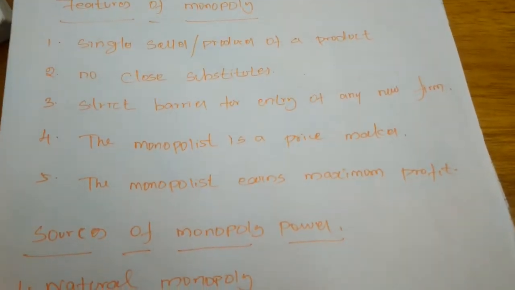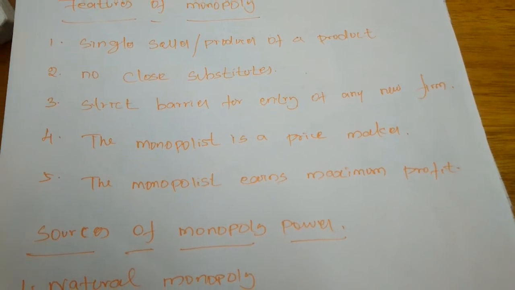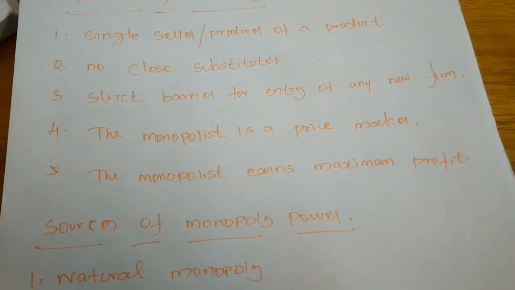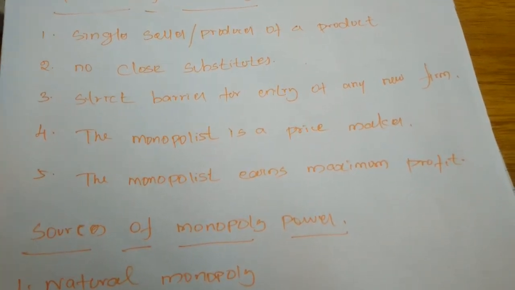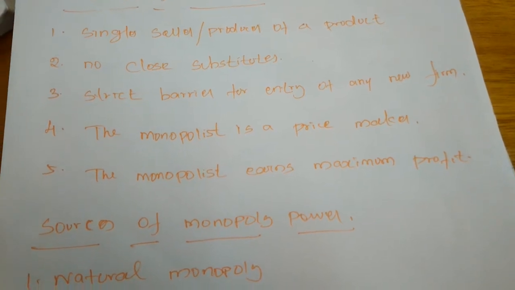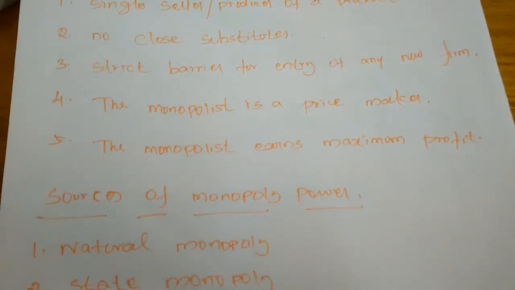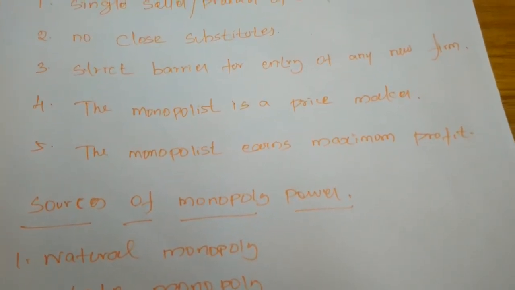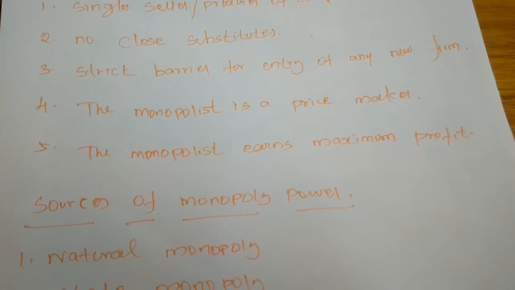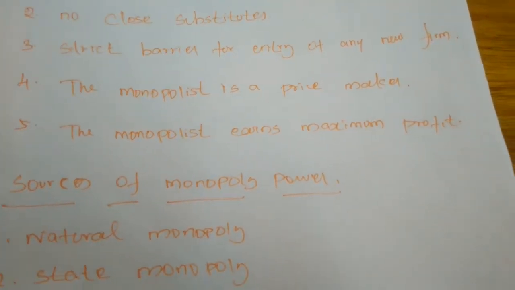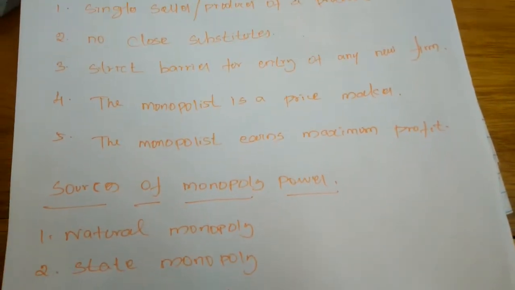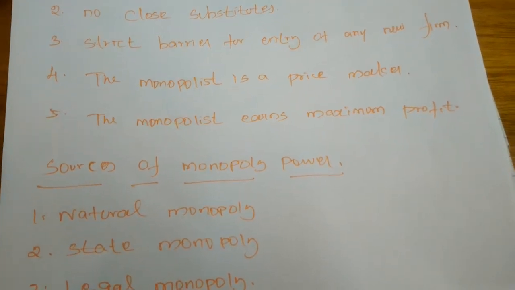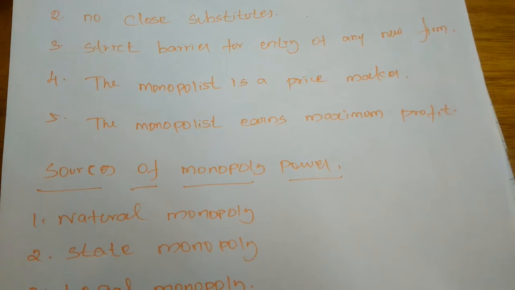So here the features are there. The single seller or producer will be there. Next, no close substitutes. If there are more close substitutes, the monopoly power will go down. Next, strict barriers, so no new firms will enter and exit. Next, the monopolist is a price maker. He has the power to fix the price for his commodities, so he is called a price maker. Next, the monopolist earns maximum profit. When he has the power and rights to fix a higher price for his commodities, he must earn more profit.